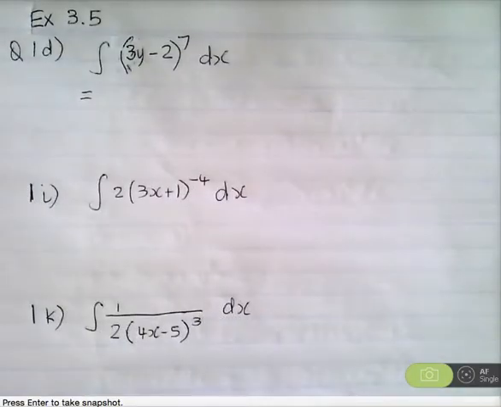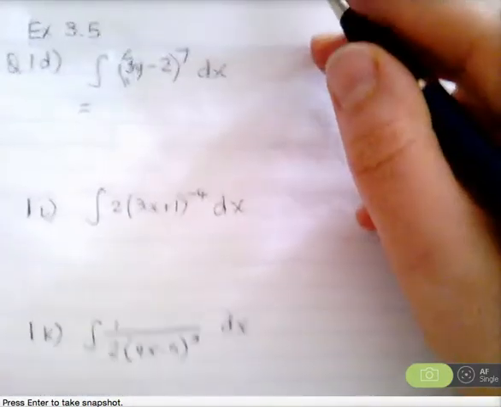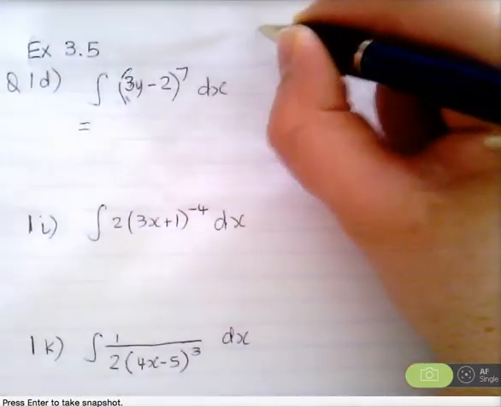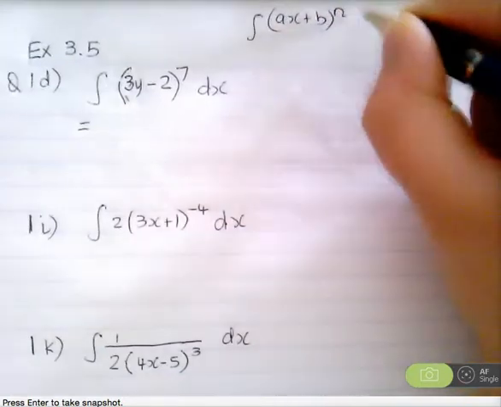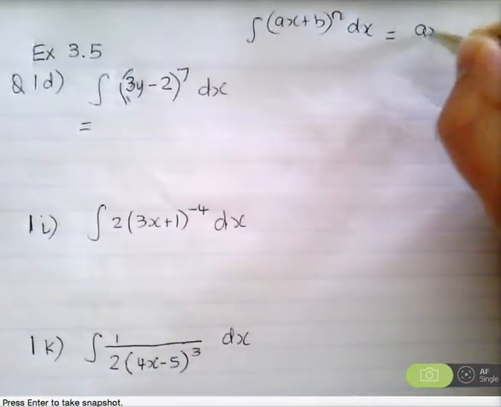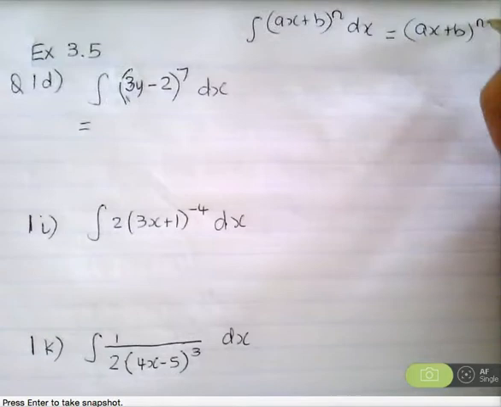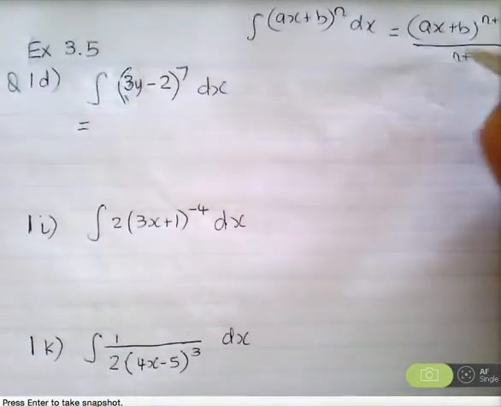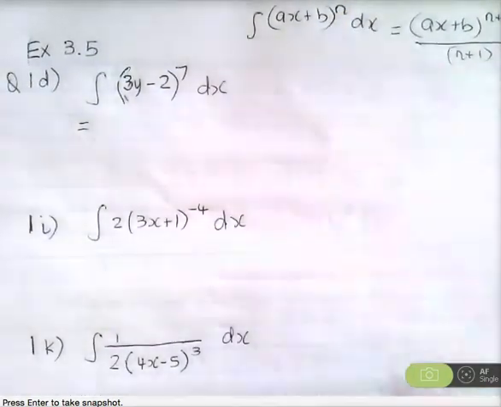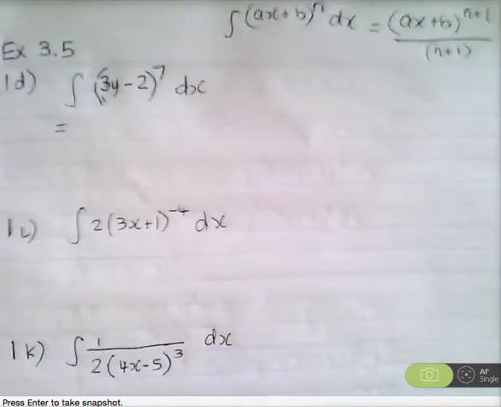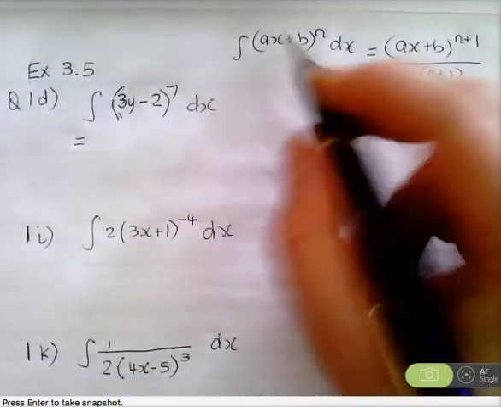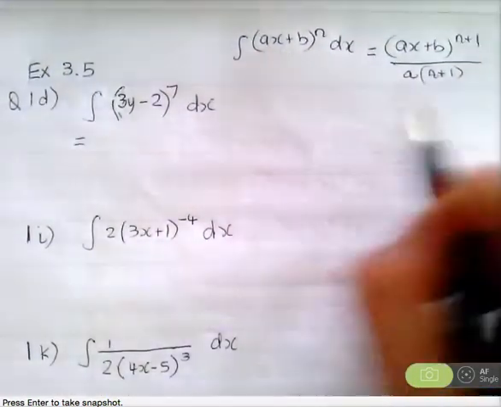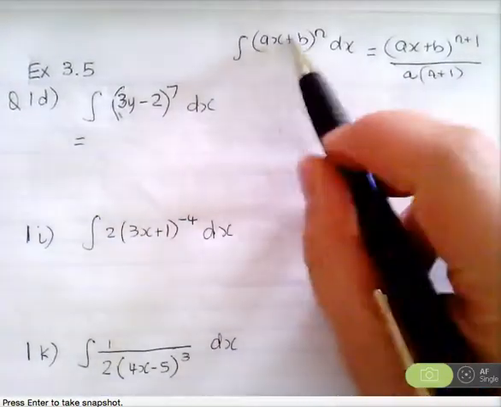These are examples from exercise 3.5. Remembering the rule, I'll just write it up the top. The rule to integrate a function of a function is the following. If you're integrating ax plus b to the power of n with respect to x, you get ax plus b raised to the power of n plus 1, so increasing it by 1. So it's ax plus b to the n plus 1 over n plus 1, but on the bottom you're timesing this n plus 1 by the coefficient of the x. Please, it is the coefficient of the x, not the derivative of what's inside.